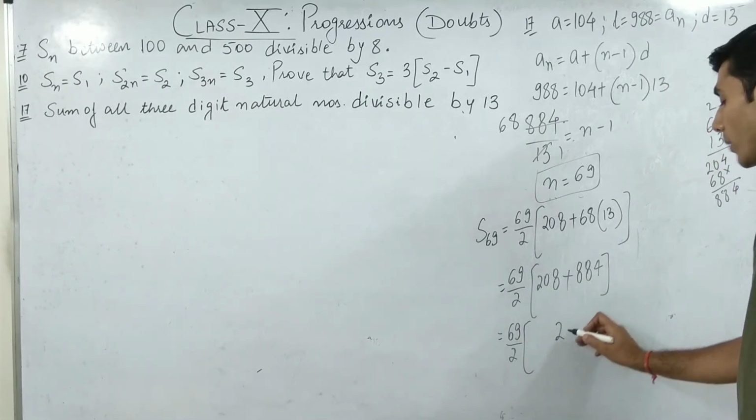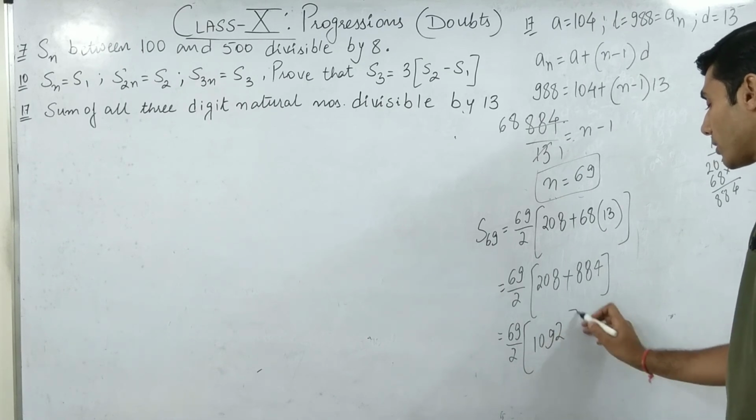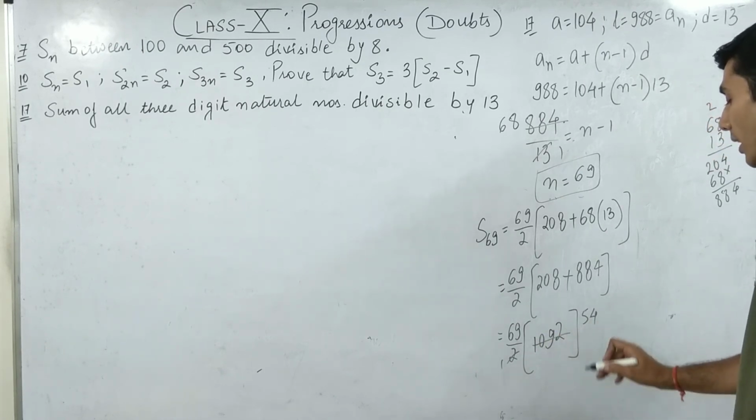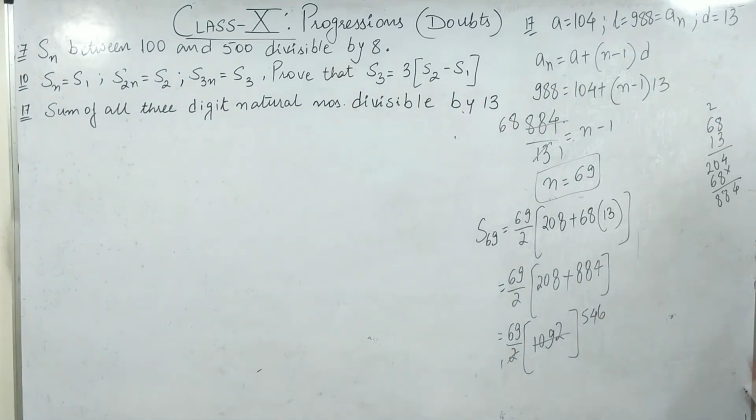Okay, then comes 69 by 2. 8 plus 4 is 12. 1, 9. 8 and 2 is 10. 1092. 2 ones are 2. 2 fives are 10. 2 4s are 8. 2 6s are 12. So 546 into 69 और करना पड़ेगा. Wow, fantastic.